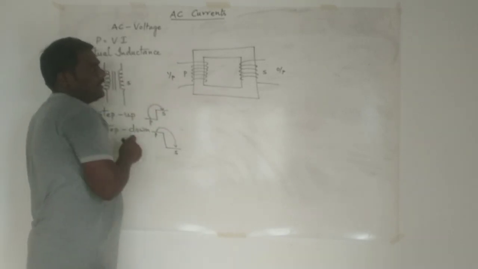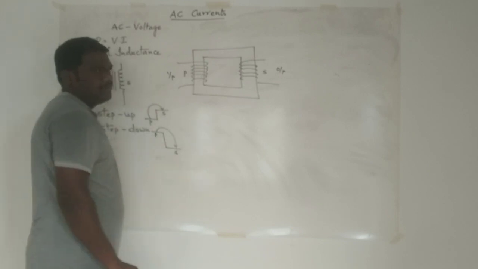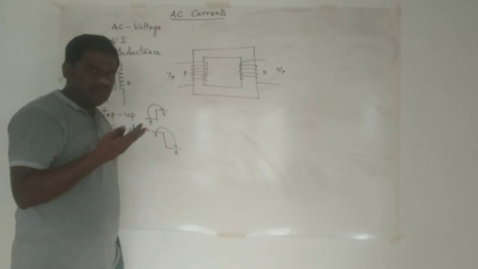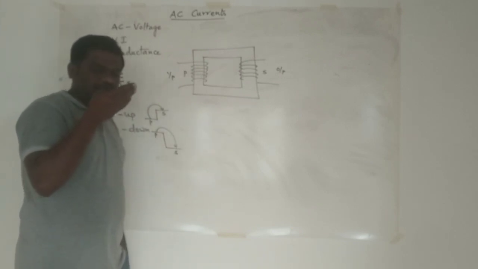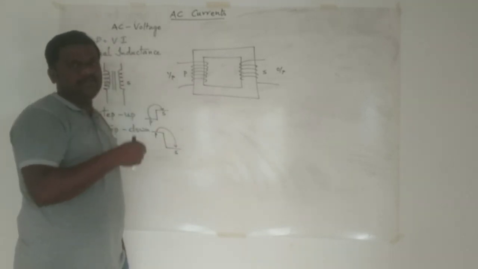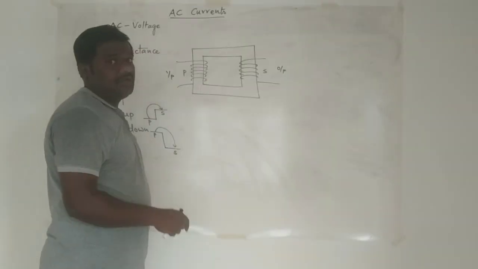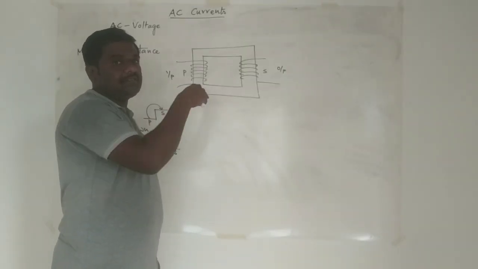So as per mutual inductance, when AC voltage is supplied to the primary coil, since AC voltage is not constant, magnetic flux also is not constant. Its flux will vary. That variable flux acts over the secondary coil. Since the flux is varied, that induces an EMF.